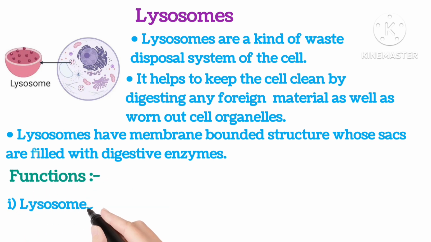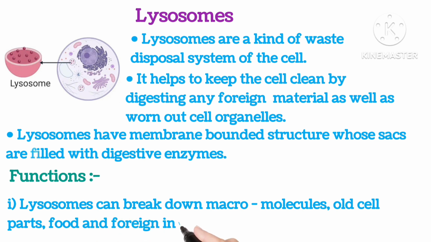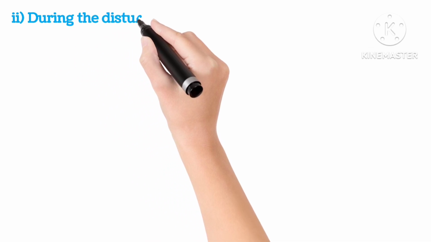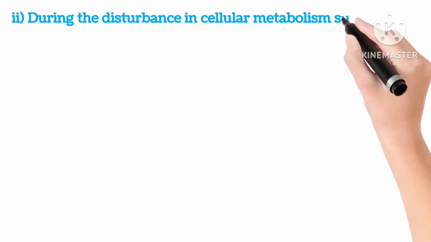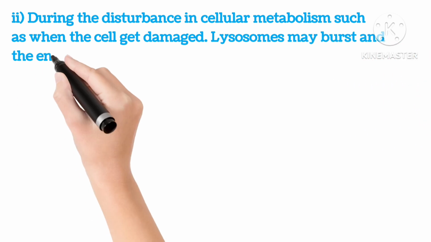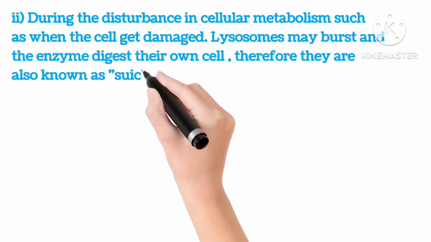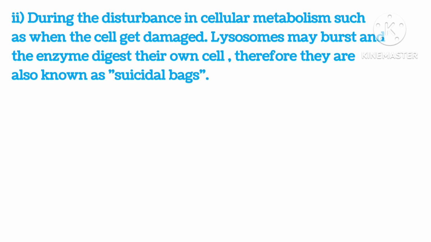Functions of lysosomes are: lysosomes can break down macromolecules, old cell parts and food and foreign invaders like bacteria. During a disturbance in cellular metabolism, such as when the cell gets damaged, lysosomes may burst and then digest their own cell, therefore they are known as suicidal bags.